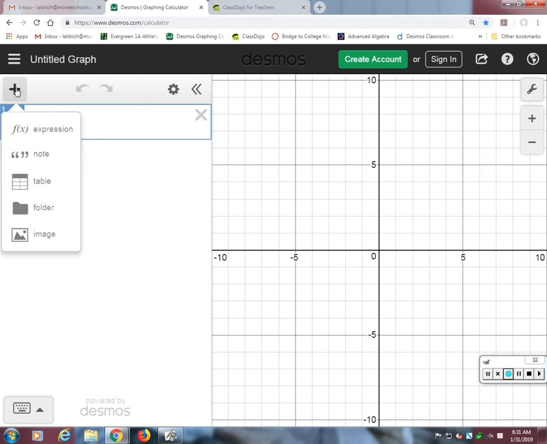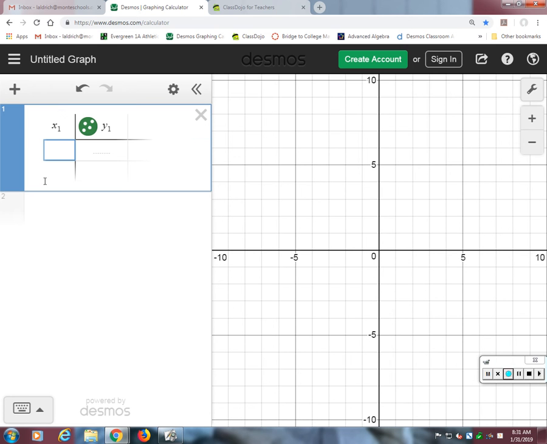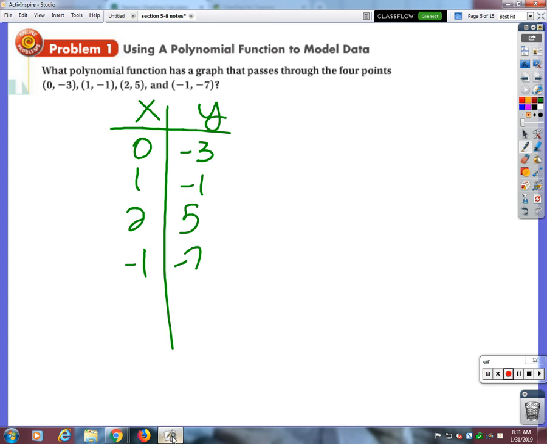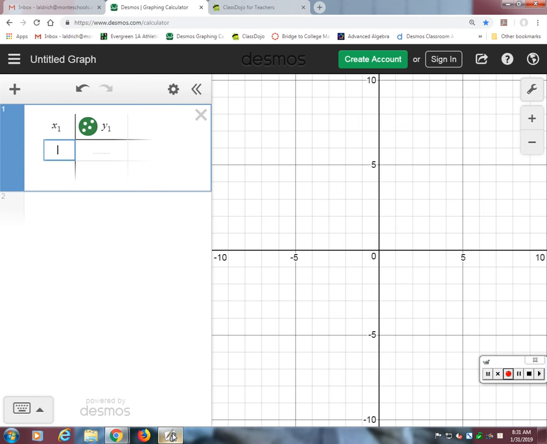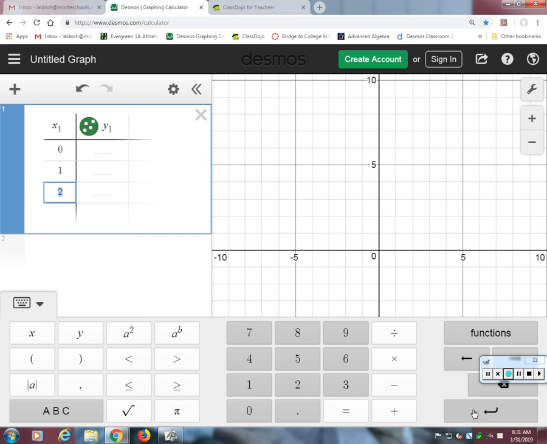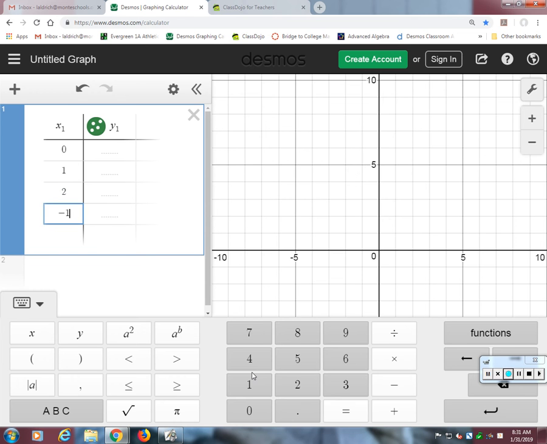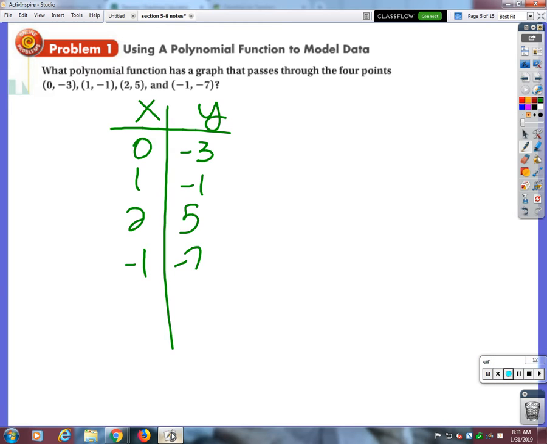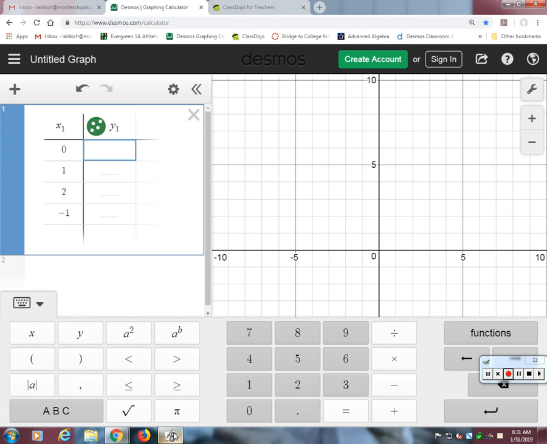Okay, so you hit the plus sign, and then that gives you a table. The x's were 0, 1, 2, and then -1. And then the y's were -3, -1, 5, -7. Okay? What do you think?